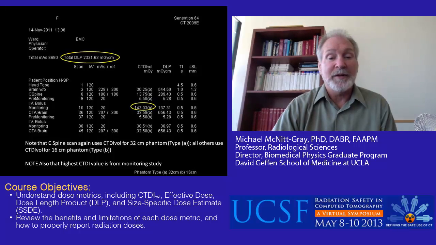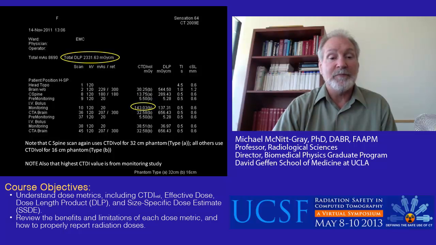I do want to point out that the monitoring study, midway down the page, is listed as scan number 10, 120 kV, 20 mAs, but it gave a CTDI of All of 143 milligray. Notice that it's a B again with the 16 centimeter phantom. It has a very small dose length product because the monitoring study is the study that's done after the injection of contrast, waiting for the contrast to reach a certain level of enhancement before the rest of the scan is performed. The CTDI really is an overestimate, which I'll talk about in just a minute. But it just shows that even though it's a very low technique, it was repeated a number of times.